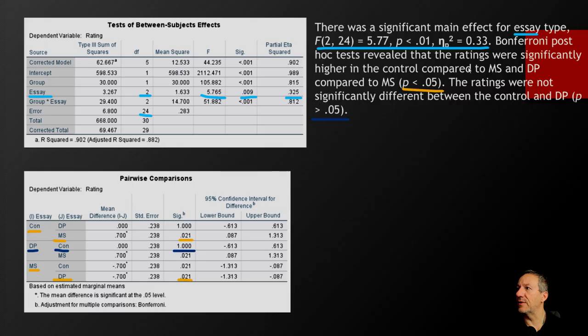Bonferroni post-hoc tests showed the control group was significantly different from mortality salience, and dental pain was significantly different from mortality salience (MS). But it was not significantly different between control and dental pain. Main effects are great, but the entire reason we're doing this is to see if we get an interaction, so we can see if we have a simple effect.